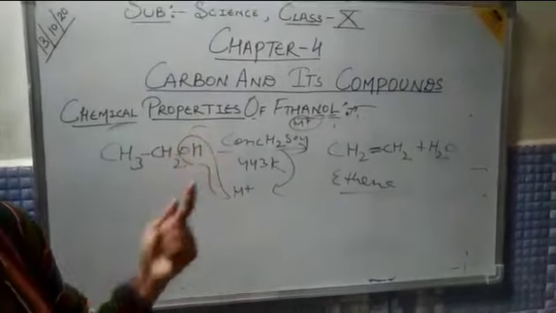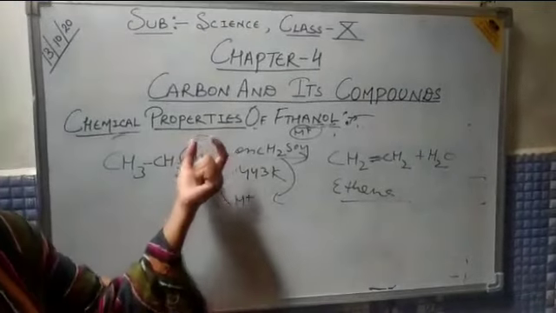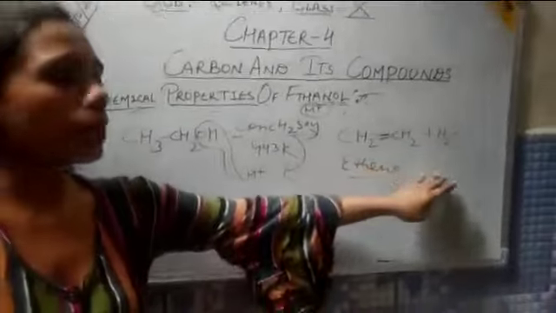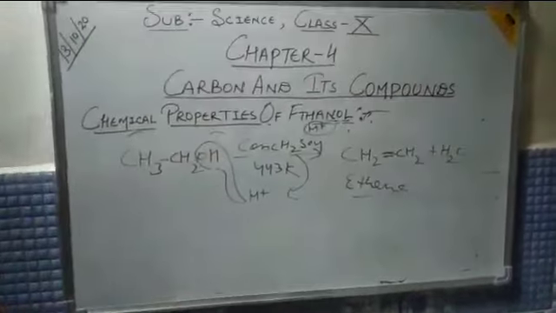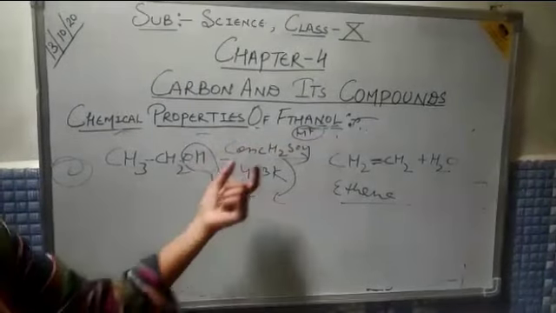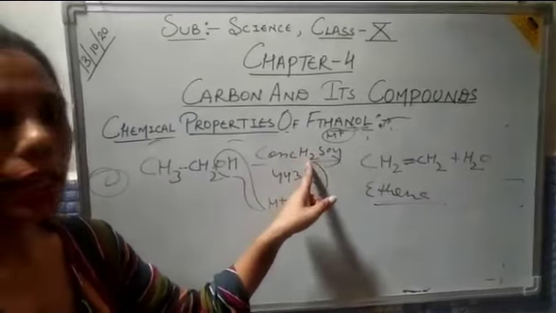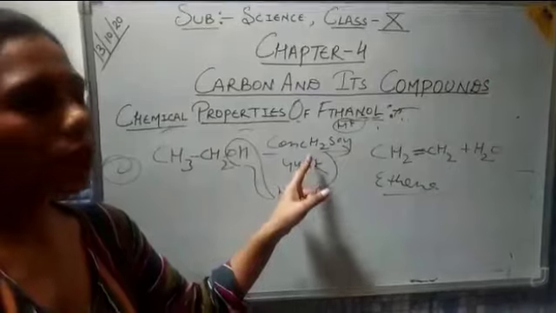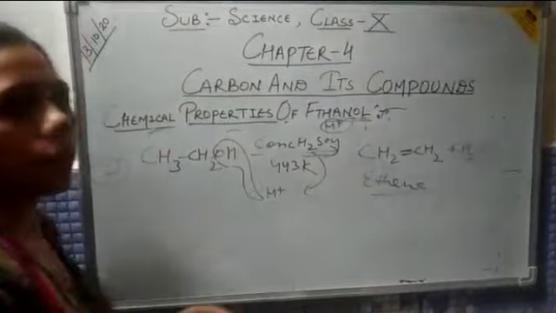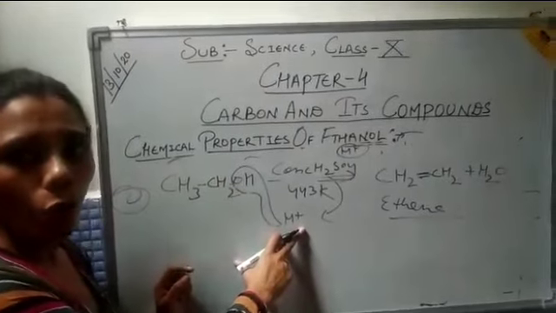Now we have studied two chemical properties of ethanol. In one property, when we add sodium to ethanol, we get sodium ethyl oxide, and hydrogen gas is removed. In the second property, we add ethanol to concentrated H2SO4. Concentrated H2SO4 gives hydrogen ions. It is a dehydrating agent. Remember it, concentrated H2SO4 is a dehydrating agent, meaning it removes the water molecule.